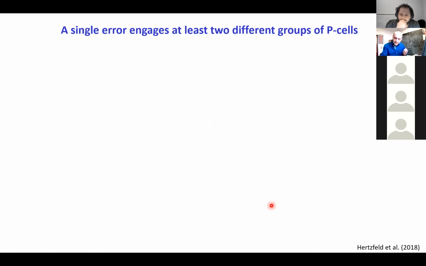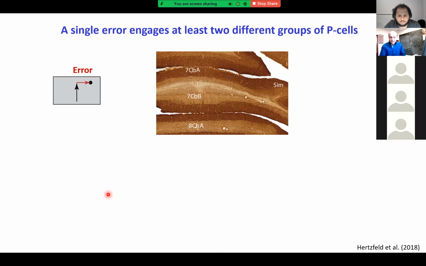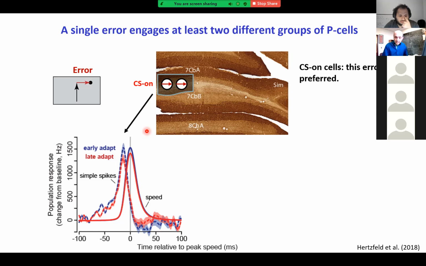So the idea is a single error will engage at least two different groups of Purkinje cells. Suppose I ask you to make a saccade like this, and I give you this error. Okay, so here's the cerebellum. Here's the area of the cerebellum that cares about visual motor control. And there'll be some cells on the left side of the cerebellum that care about those rightward errors. For them, that's CS on. And they're going to learn from this error, and they're going to punish the Purkinje cells for the error, so the activity is going to fall. Early in adaptation it's going to be up here, then later in the adaptation their activity is going to be less. So this error took place, I care about that error, and that's going to cause depression in the firing rate of those cells.